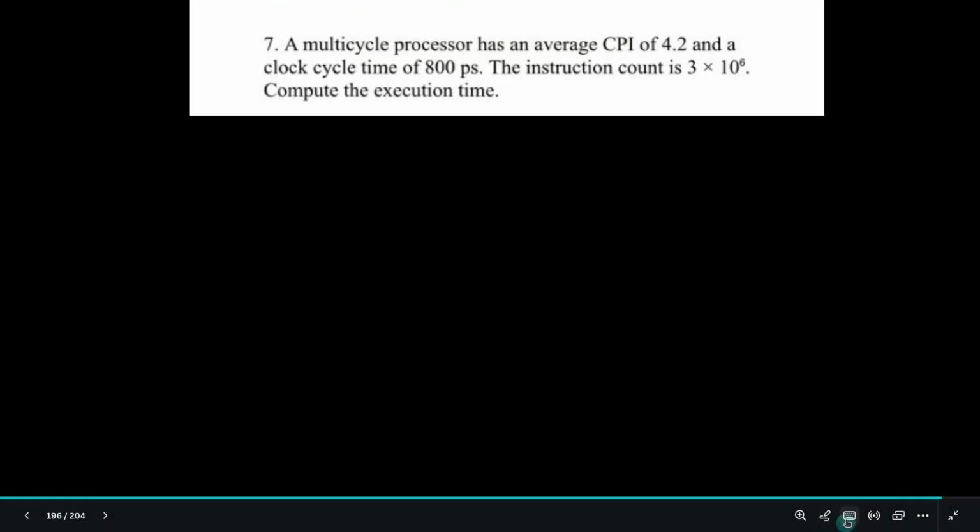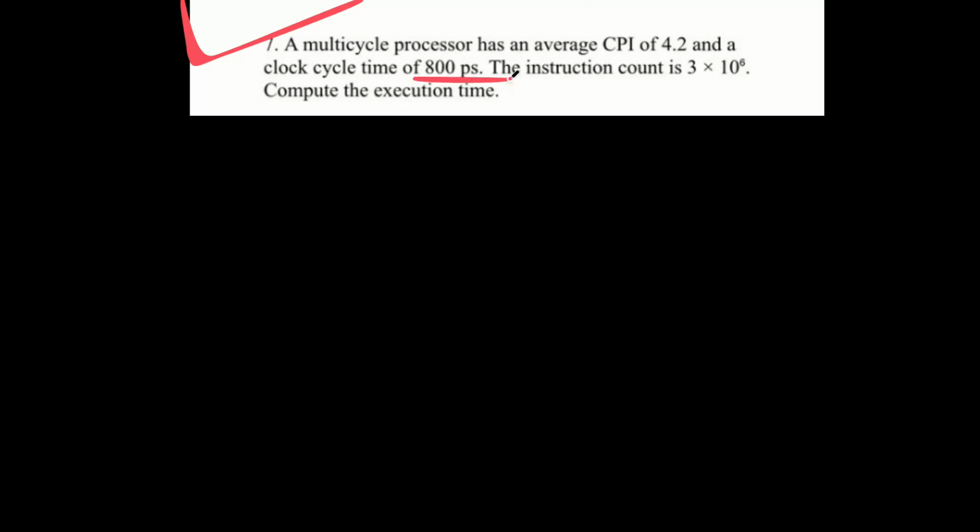So this is part 2 of discussing some questions on pipeline processor. Here we have this question; make sure you watch the last video before watching this video. Here we have a multi-cycle processor having an average CPI of 4.2 and a clock cycle time of 800 ps. The instruction count is 3 into 10 raised to 6.